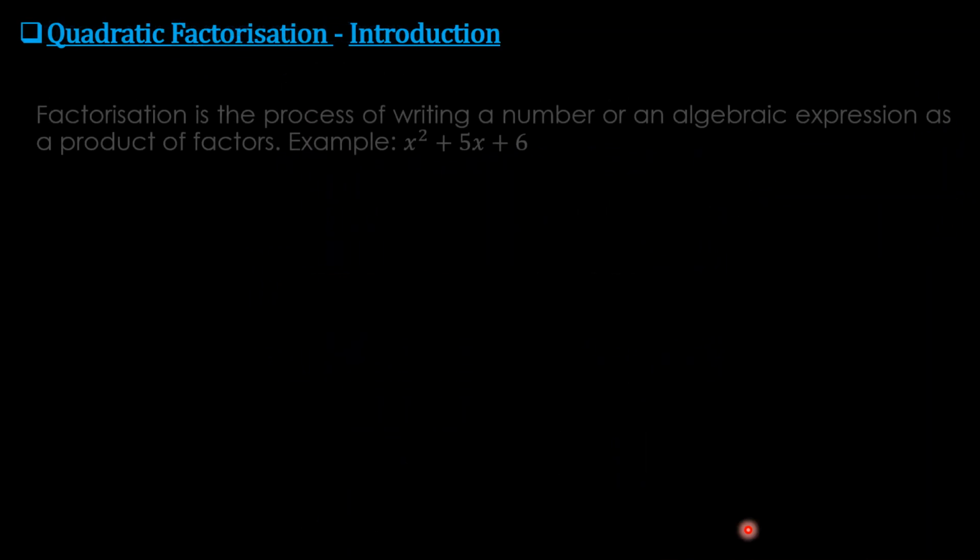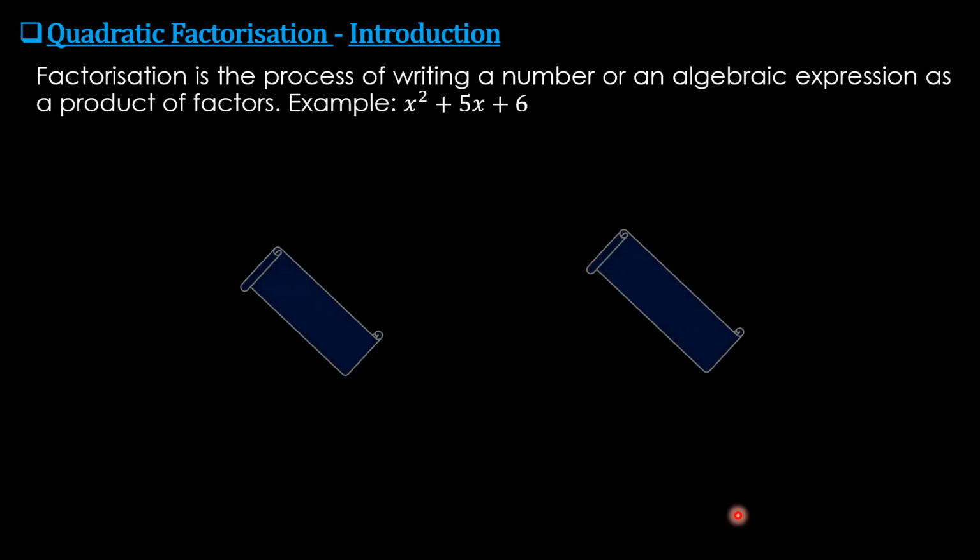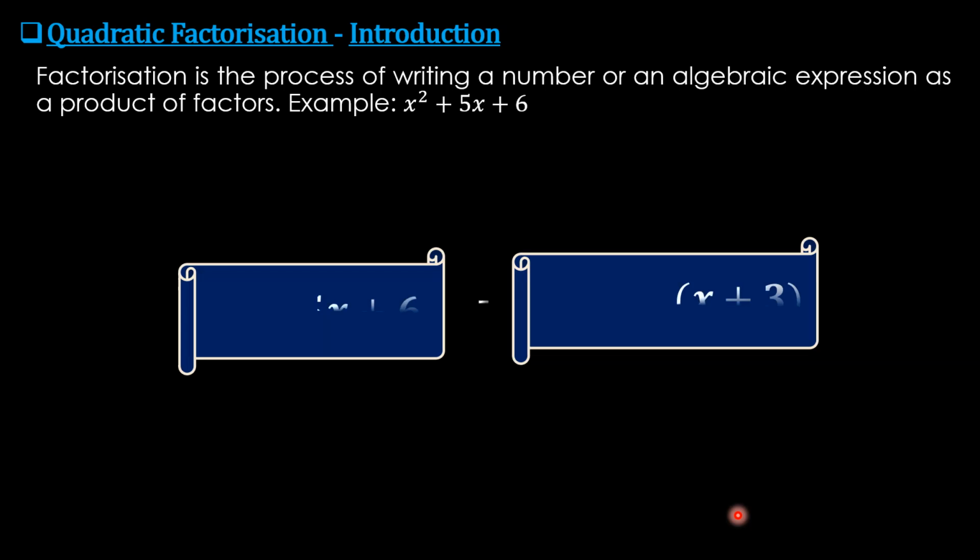Quadratic factorization introduction. Factorization is the process of writing a number or an algebraic expression as a product of factors. Example: x square plus 5x plus 6. Let's see how we can factorize this. So x square plus 5x plus 6 can be written as x plus 2 times x plus 3. So there are two factors here.